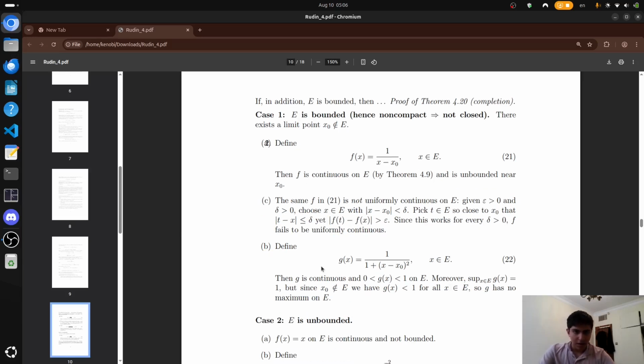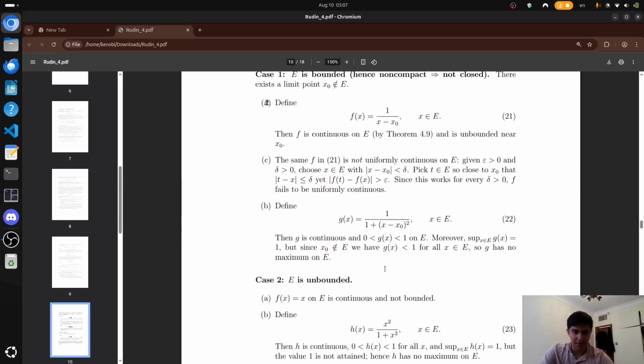Now, define g of x equals 1 over 1 plus the quantity x minus x naught squared. Then g is continuous and 0 is less than g of x is less than 1, because this is always greater than or equal to 0, but it can't be 0 because E doesn't contain its limit point. So it's between 0 and 1. Moreover, the supremum of g of x over x in E equals 1, because that's the upper bound. It can get closer and closer to 1 as it goes to this limit point. So you can take the supremum to be 1.